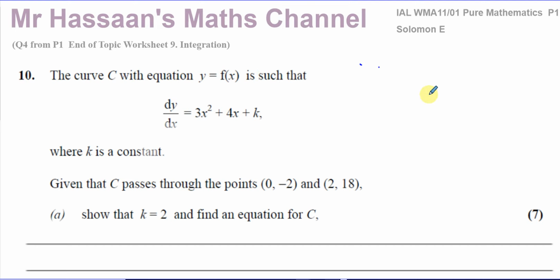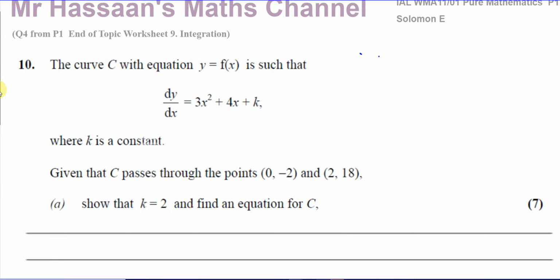Alright, so here we're told that there's a curve C with the equation y equals f of x, and it's such that dy/dx, when you differentiate the function, you get the gradient function, is equal to 3x squared plus 4x plus k, where k is a constant. Given that C passes through these 2 points, (0, -2) and (2, 18), show that k equals 2 and find an equation for C.